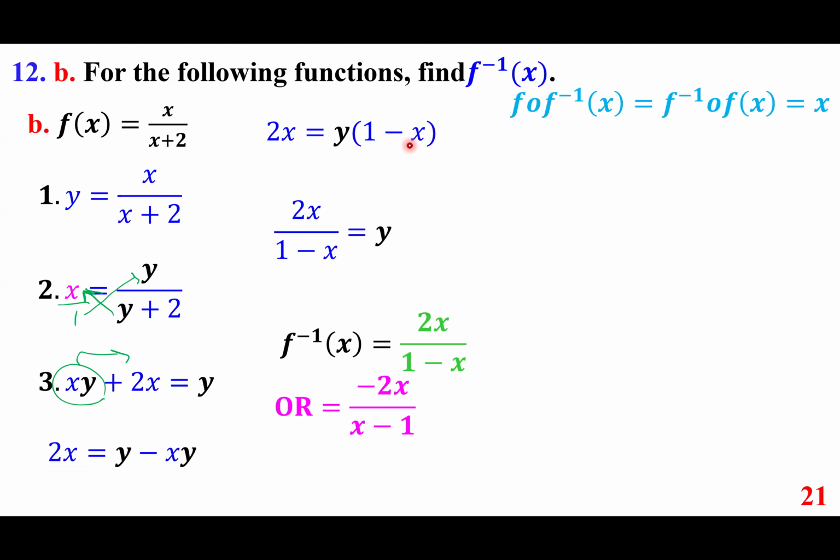By the way, we moved it here. If we moved it otherwise, we could get minus 2x over x minus 1. Please understand these two are identical. If you multiply the top by negative and the bottom by negative, that's what you get. Now, again, we're going to prove that using the fact that f of f inverse equals f inverse of f equals x. So we use one of them, f of f inverse. So we go to this function, replace the x with either this one or that one, makes no difference.